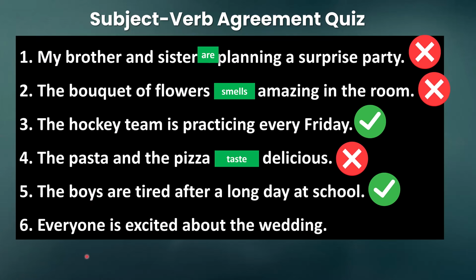And finally, everyone is excited about the wedding. This is also correct because this is a singular indefinite pronoun, everyone. And we always use singular verbs with singular indefinite pronouns.